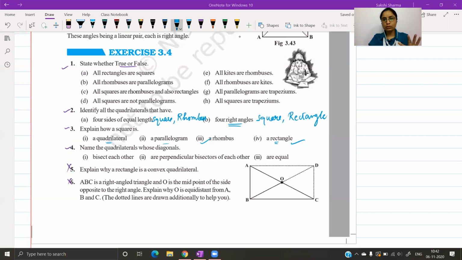Second question and fourth question are just one word type answers. Fourth question again, we will be writing this in the notebook in a while. Name the quadrilaterals whose diagonals bisect each other.